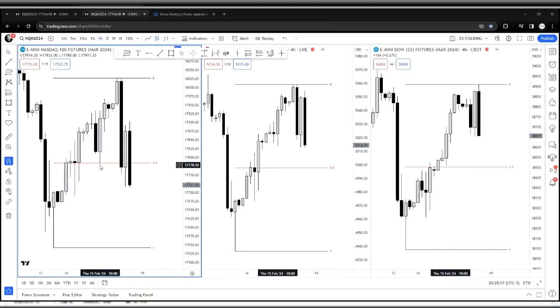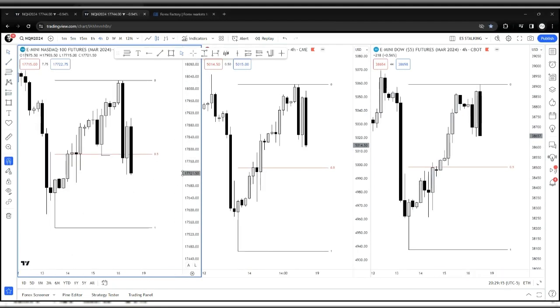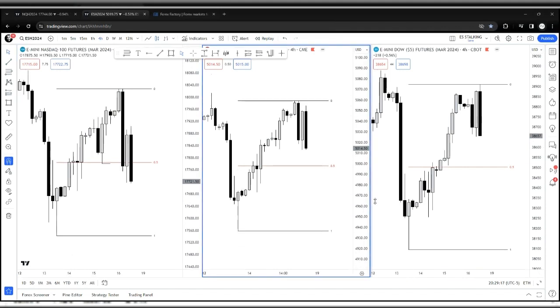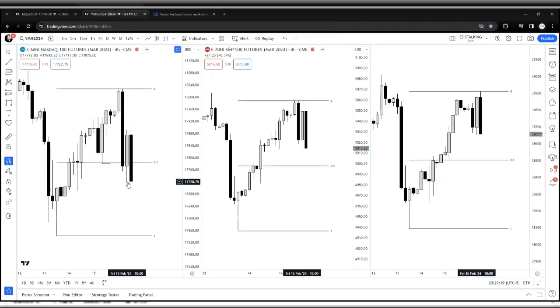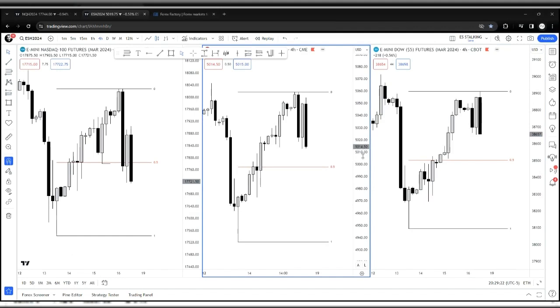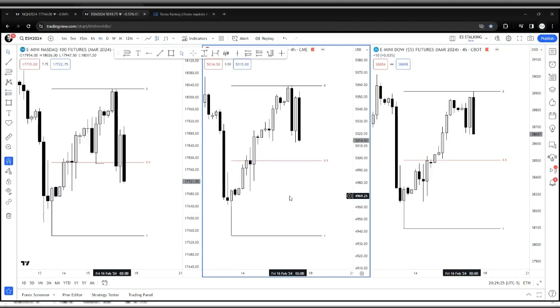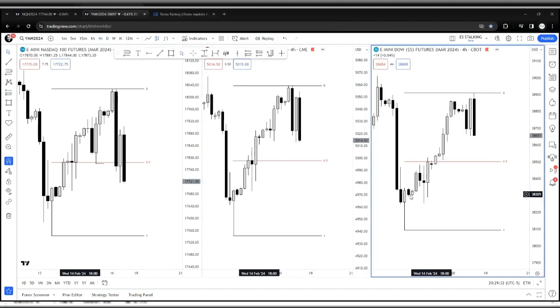Right here, we had price shift market structure by breaking below this low. Breaking below this low, it came back up into the fair value gap, created SMT, then it fell. Now, if we are expecting SMT to form, which one of these asset classes would you expect to run below the low? Which one would you expect to form a failure swing?